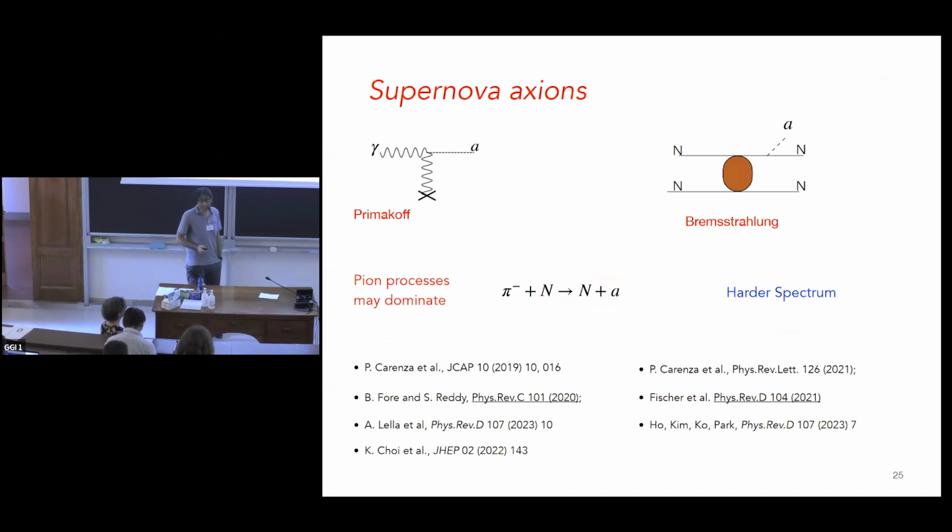When you go to modeling axion production in supernovae, you have three main channels: Primakoff, Bremsstrahlung, and then this pion process, which was also mentioned yesterday. And this may actually dominate. Except for this, which I think is fairly well understood, these two have difficulties in modeling. And in this case, for example, there are many difficulties related to the abundance of negative pions in a supernova.